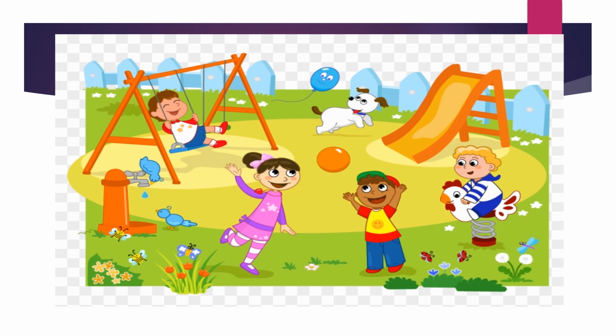Okay, now let's look at this picture. Who is running after the balloon? The answer should be: the dog is running after the balloon. Next.